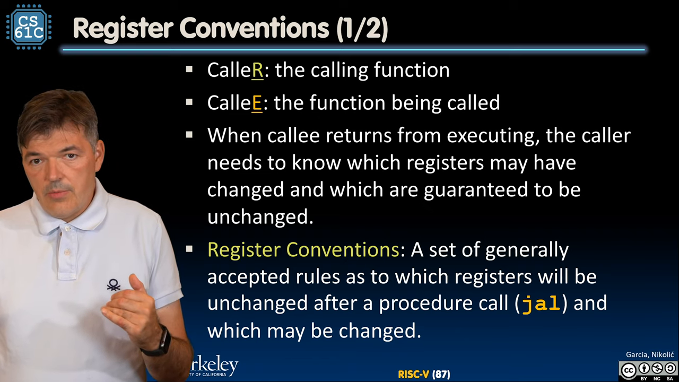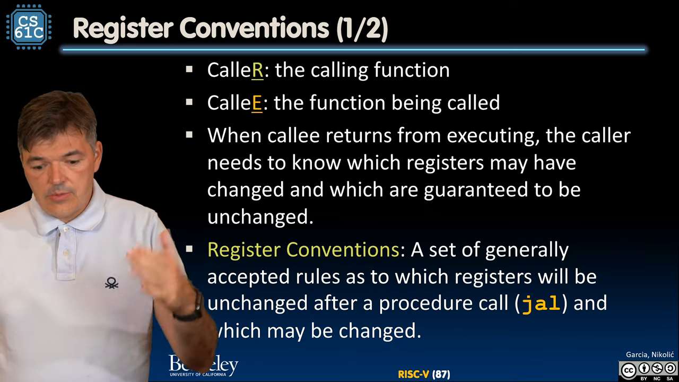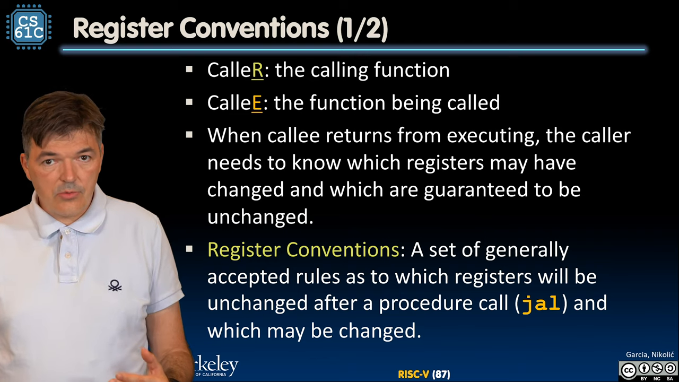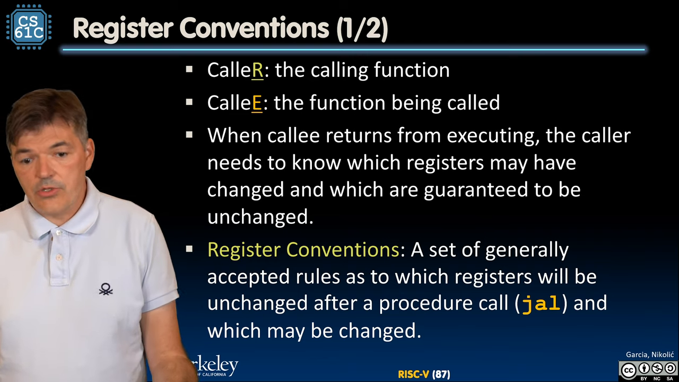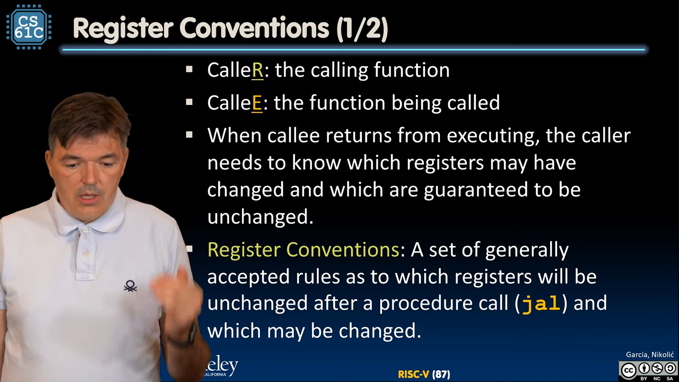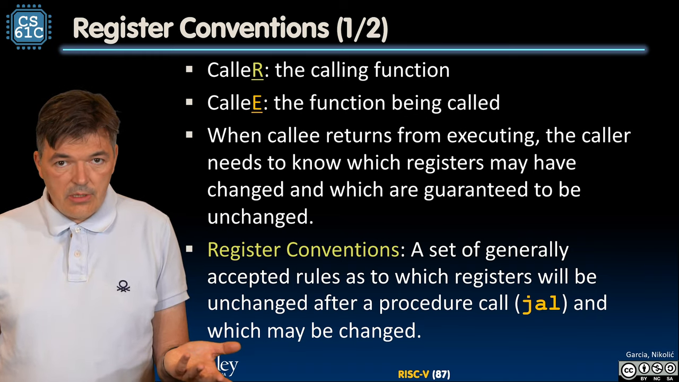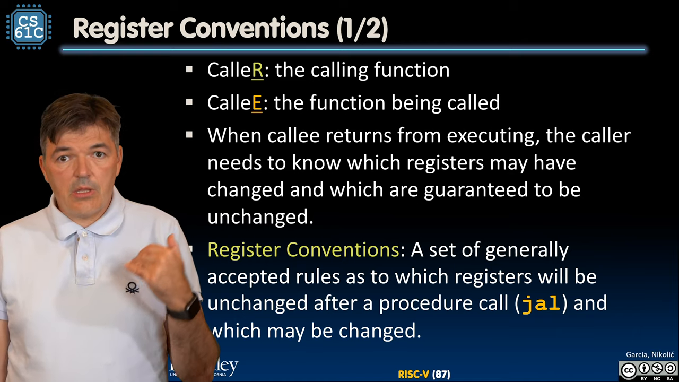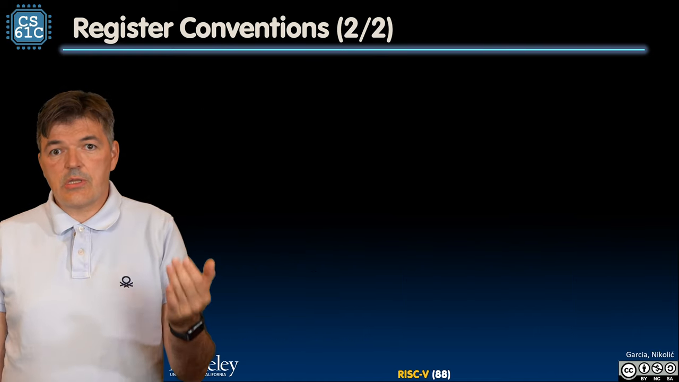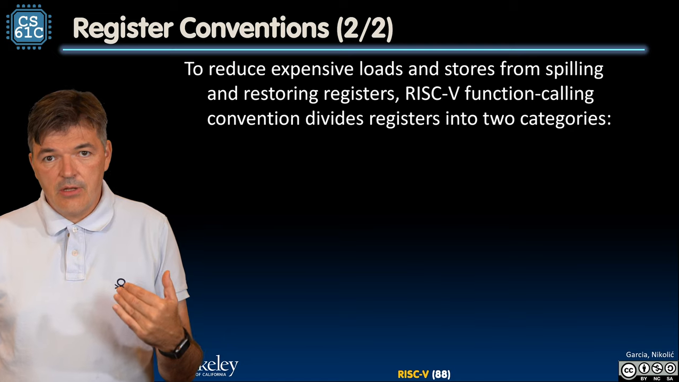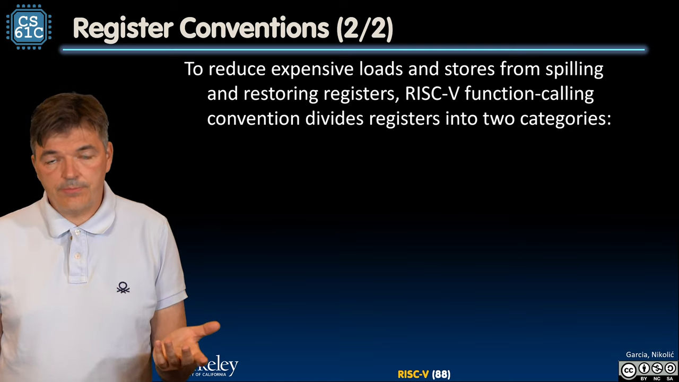So every time there is a JAL, we need to split the registers into these two groups. And that is done by convention in RISC-V. So let's take a look at what is happening in these conventions. And again, this is happening in order to reduce the number of unnecessary writes to the memory.